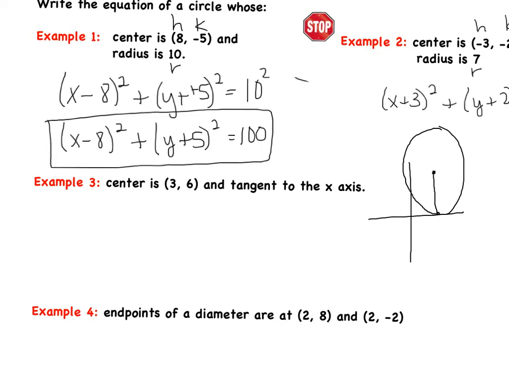So it's a vertical distance, and so we can just count the number of tick marks on our scale, and we know the radius is 6. So now we can write our equation again. (x minus h) squared plus (y minus k) squared equals our radius squared, which is 36.